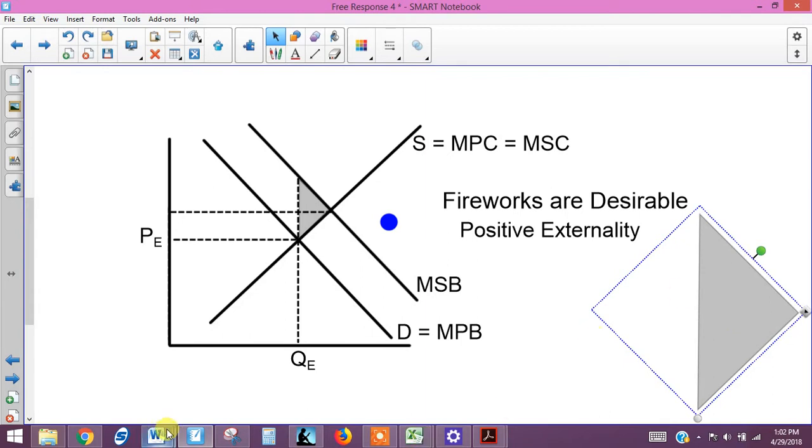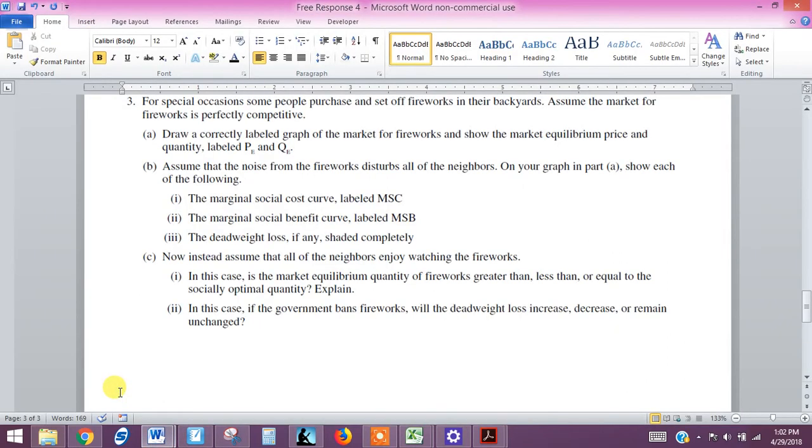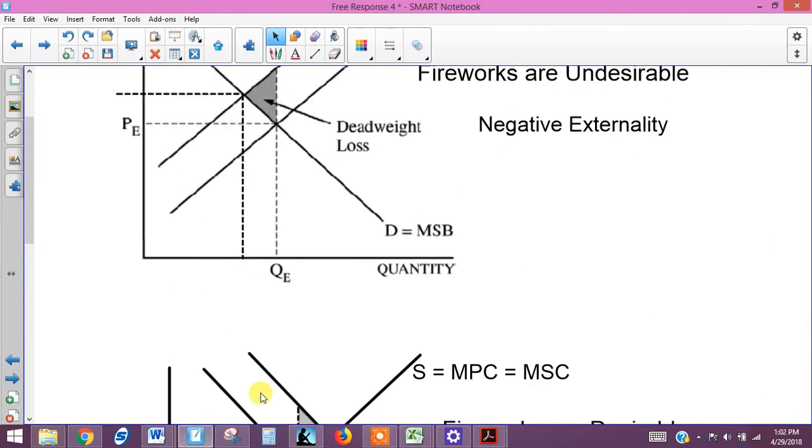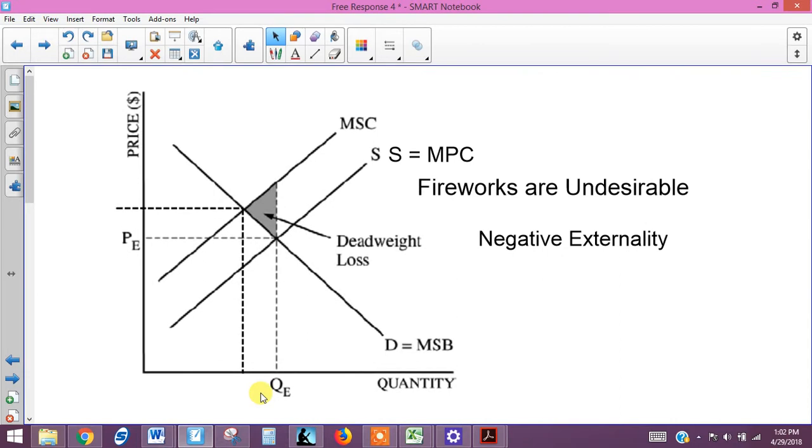So that pretty much takes care of it, and I find that a very insightful, very informative problem that hopefully helps you get a deeper understanding of what happens in a perfectly competitive market when there is a positive or a negative externality. Okay? And that is it for free response 4.